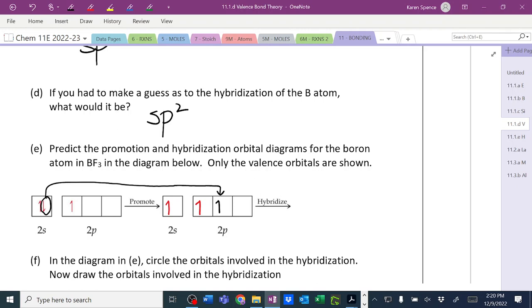No, it does happen with other ones as well. We've been focusing on these because it makes your life a little bit easier, but we'll take a look at what happens with other ones in just a moment, okay? Now, how will we draw our hybridized orbitals here?